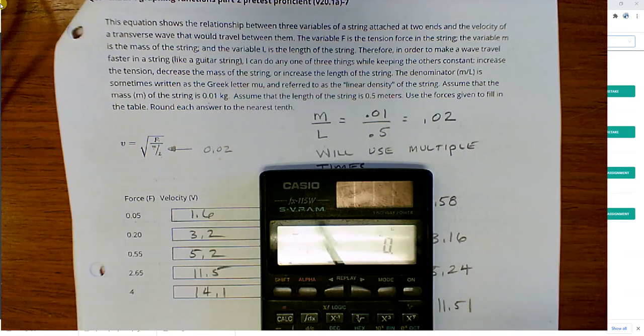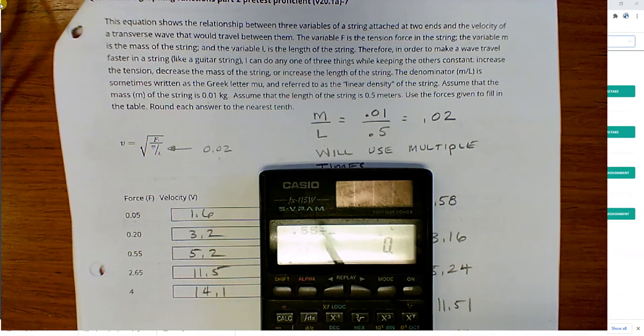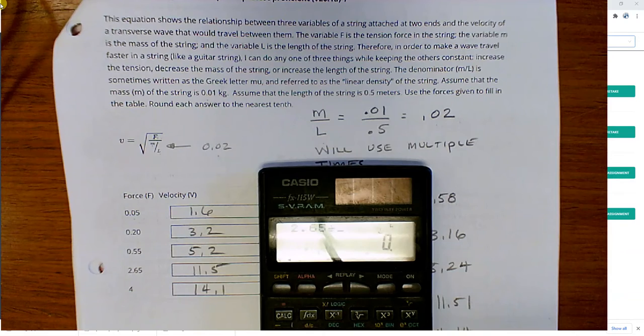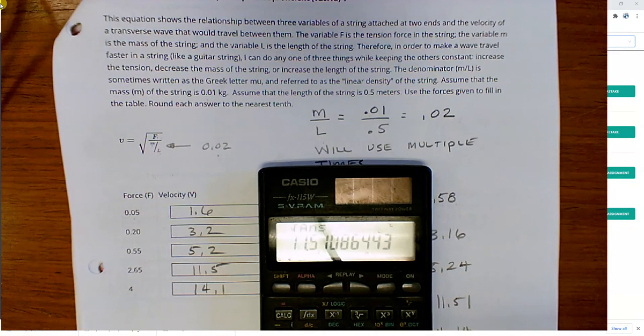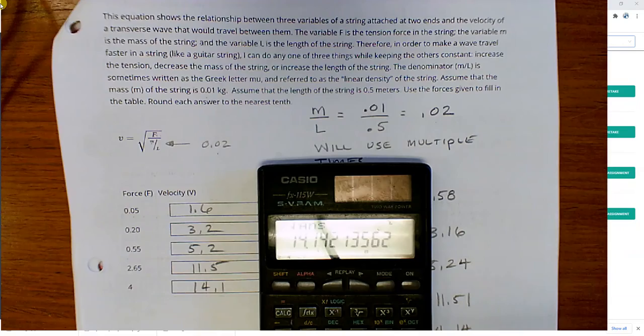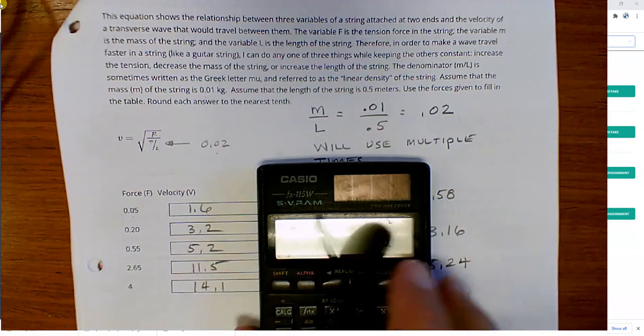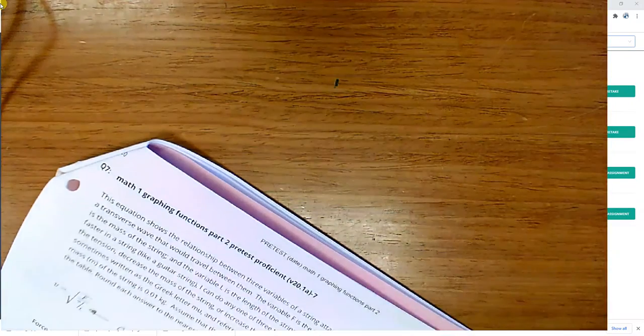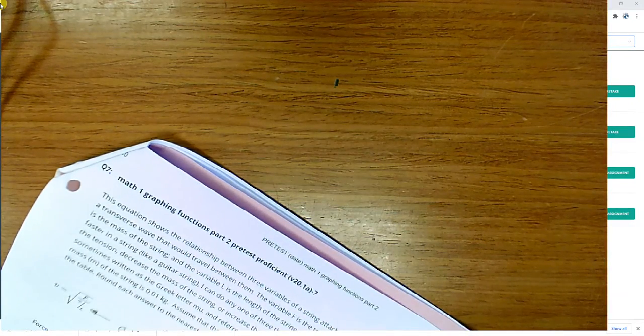I'm going to check all the other ones just in case, to see if I made a mistake. 5.2, that works. 11.5, that worked. 14.1, that worked. So that's using a physics equation, plugging in numbers and evaluating it.